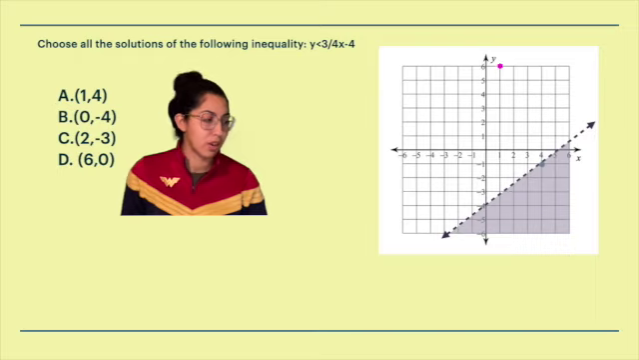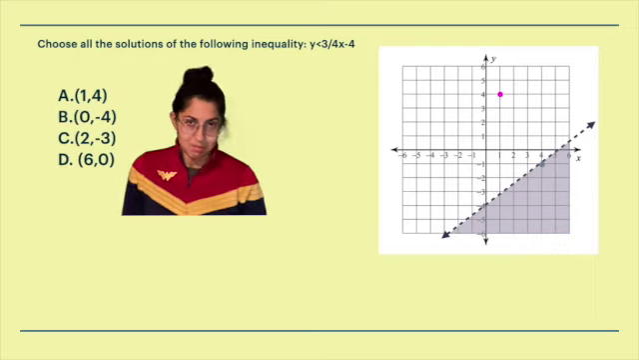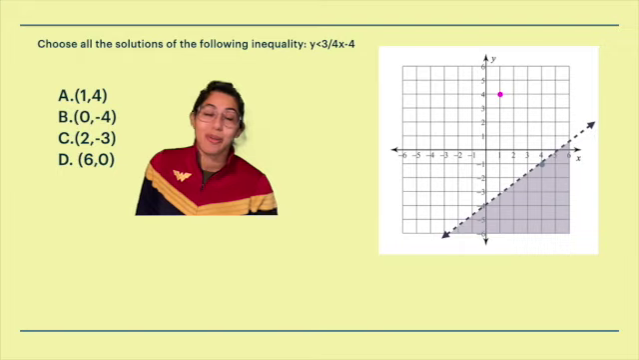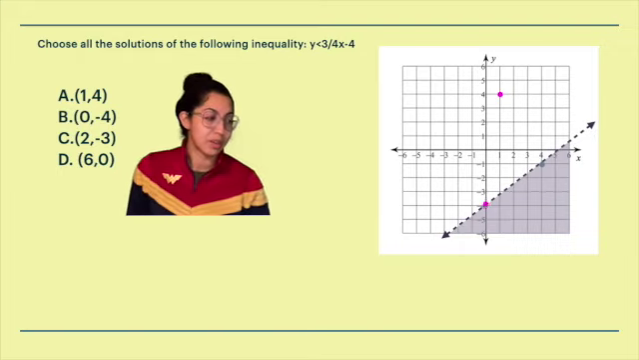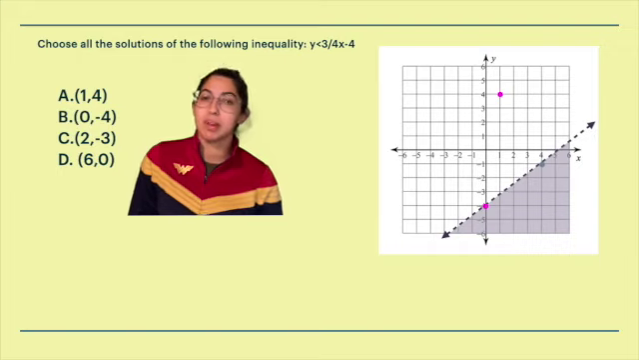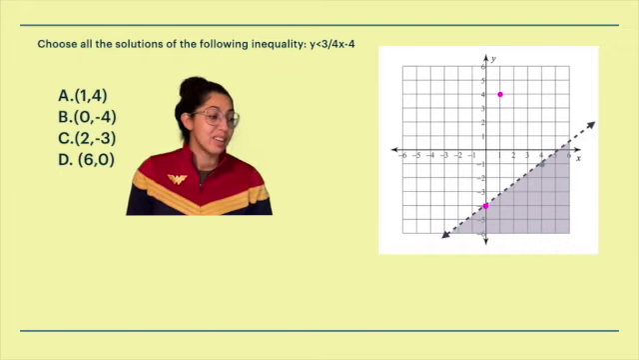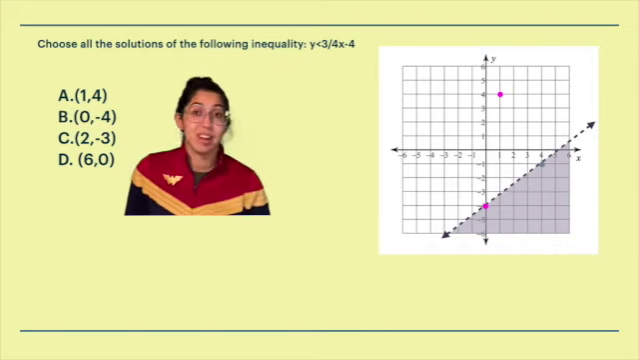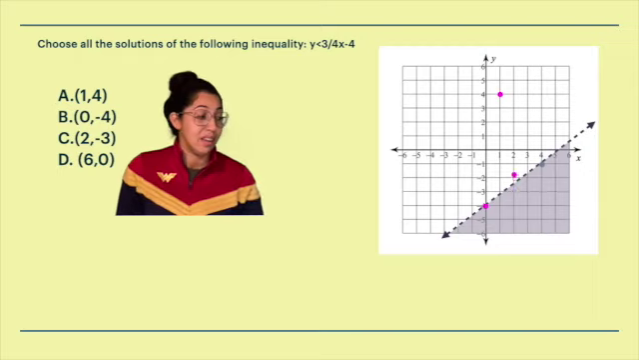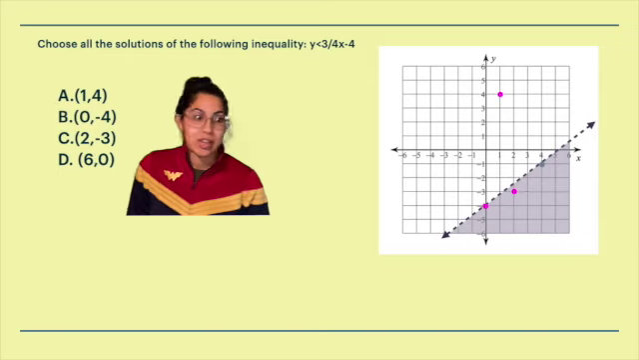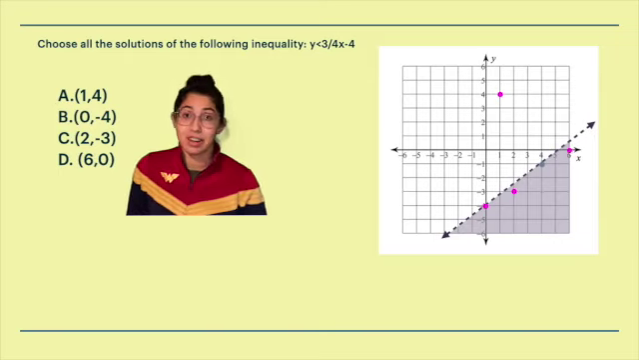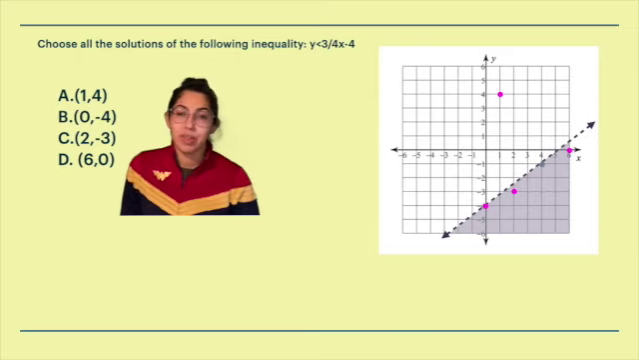So first we're going to graph (1, 4). It's nowhere near my line or in the shaded area, so it is not a solution. Next one is (0, -4), and we just talked about this. Since it is on a dotted line, it is not a solution. Next, we are in the shaded area with (2, -3), so that is good to go. And last, we have (6, 0), which is also in the shaded area. So C and D are both answer choices.